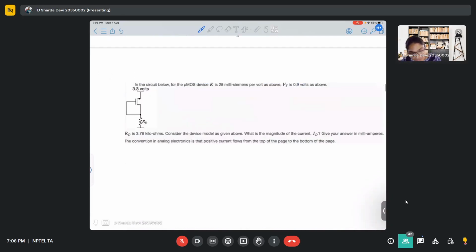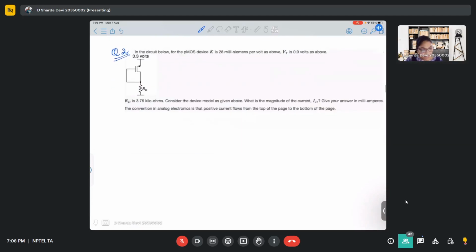Now moving on to the second problem. In this problem, the K is given, Vt is given. There is an extra resistance, which was not there in the earlier problem. So in this problem, we do have RD.